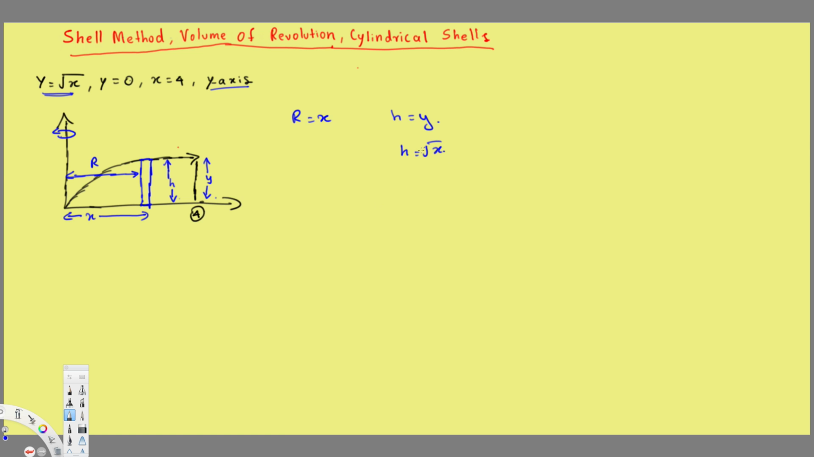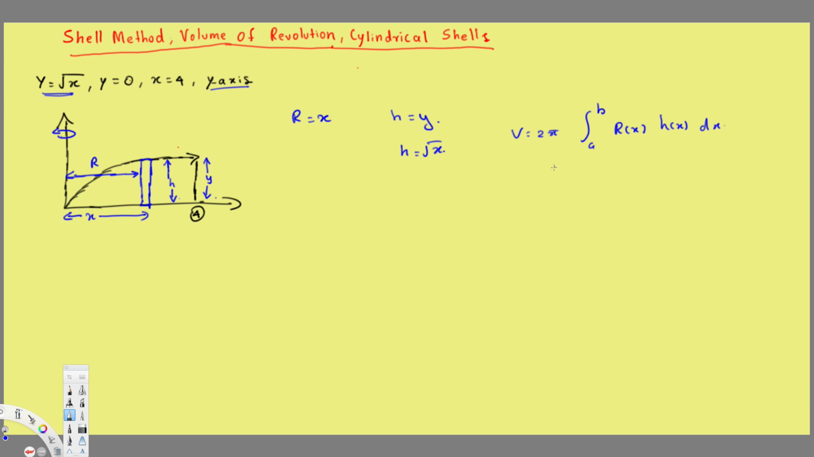But the equation to find the volume is V is equal to 2π integral a to b r(x) h(x) dx. r is the distance from the y-axis to this rectangle, h is the height, and if we integrate this, that gives us the volume.